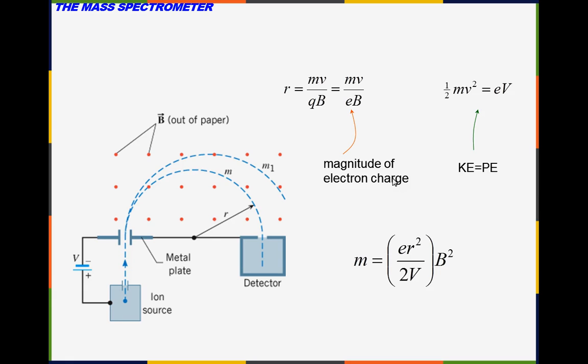Here's a case for figuring out the mass of a charge. We take an ion source, inject the ion into our magnetic field, and then depending where we place our detector, it will tell us the radius of curvature. If we know the energy and the radius, the magnitude of the charge and the radius squared divided by 2 times the voltage, we're able to figure out the mass of that particle.